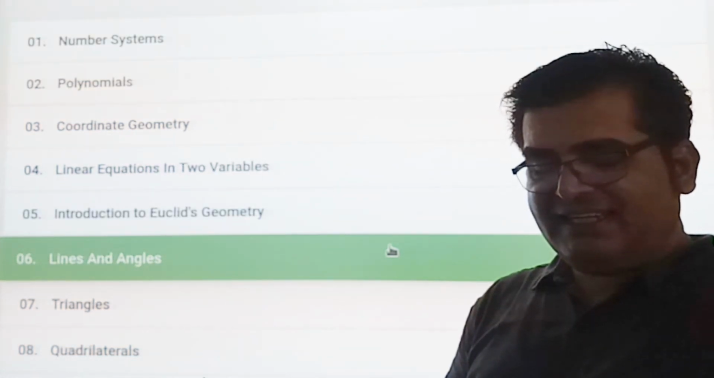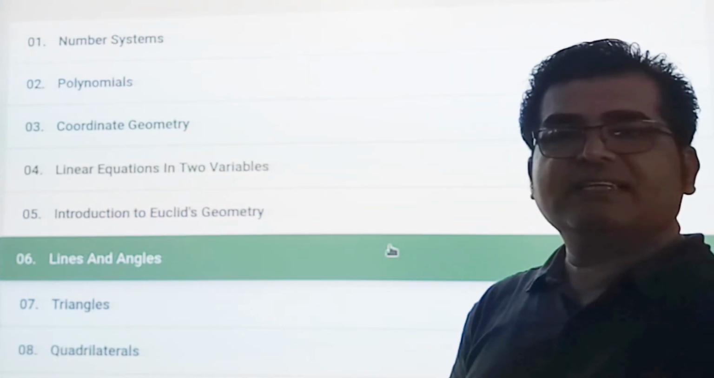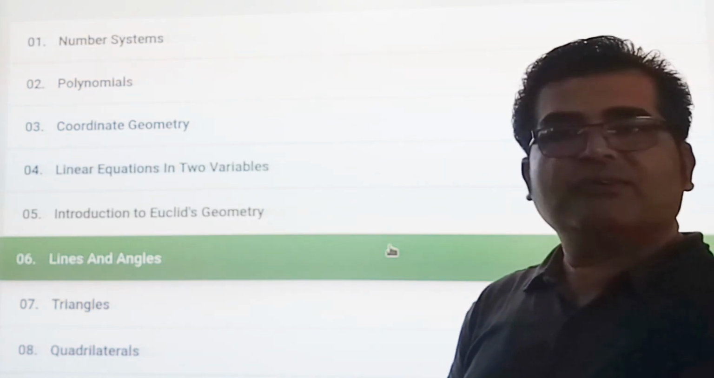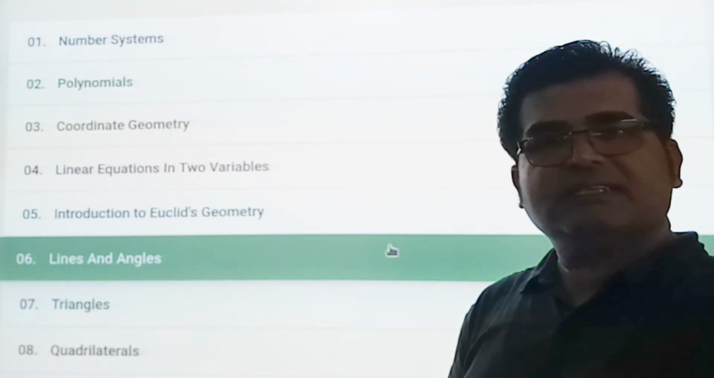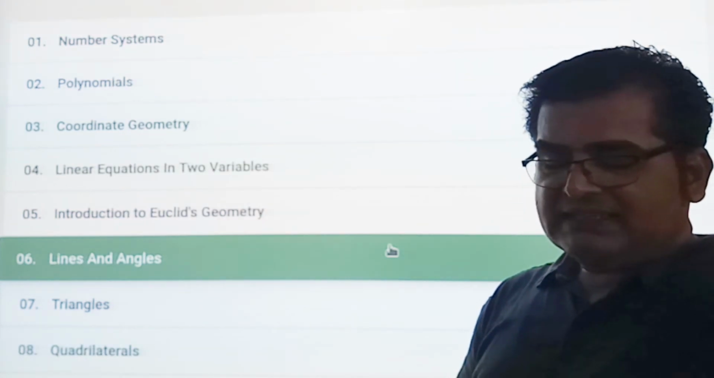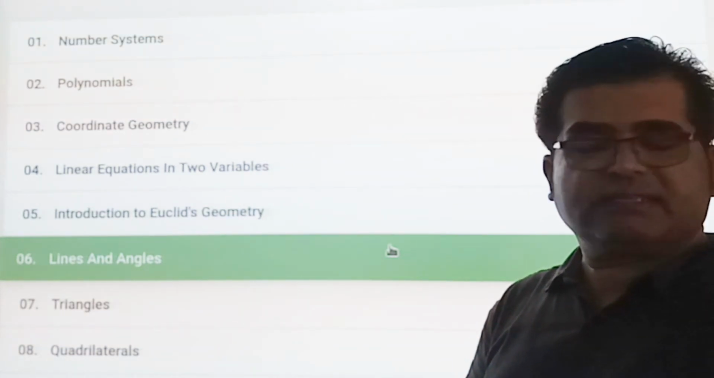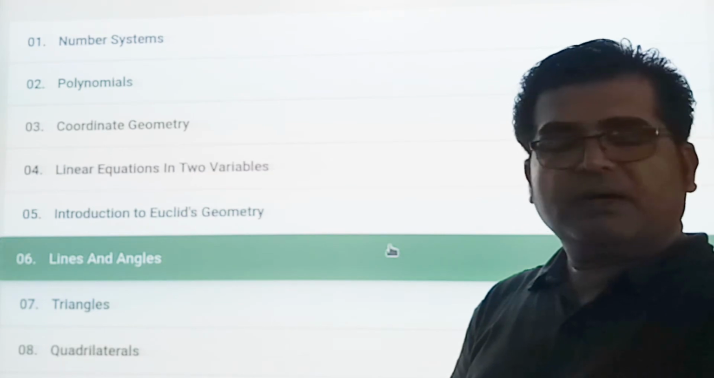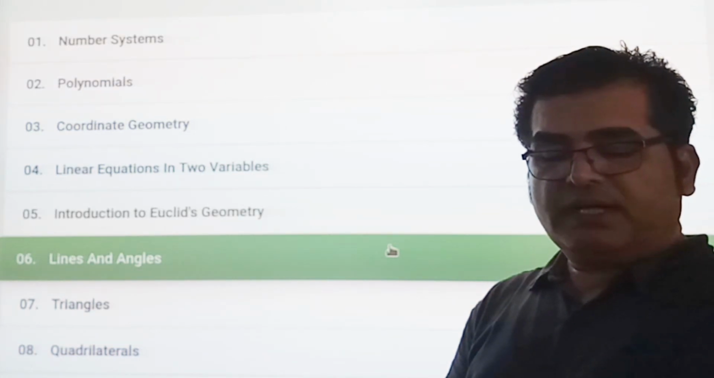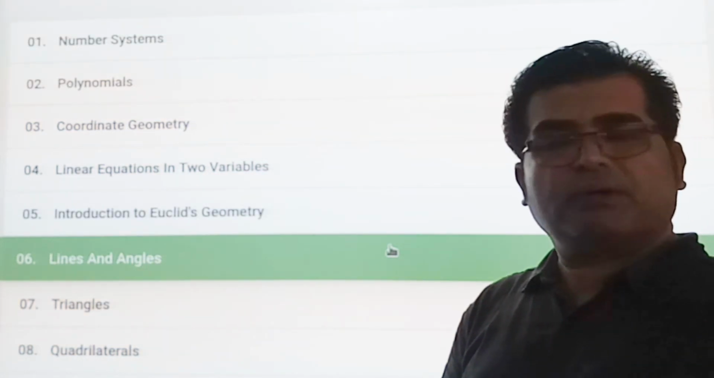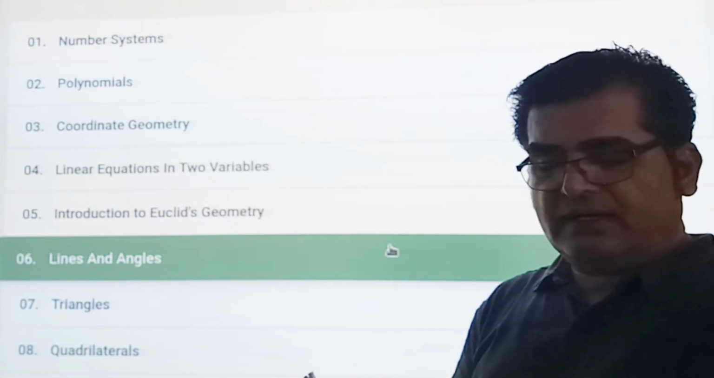Then chapter 9 is areas of parallelograms and triangles. In this you will study figures on the same base and between the same parallels. Then parallelograms on the same base and between the same parallels, triangles on the same base and between the same parallels. Then chapter 10 is circles. In chapter 10 circles, you will study circles and its related terms, angle subtended by a chord at a point, perpendicular from the center to a chord, circle through 3 points, equal chords and their distance from the center, angle subtended by an arc of a circle and cyclic quadrilateral.